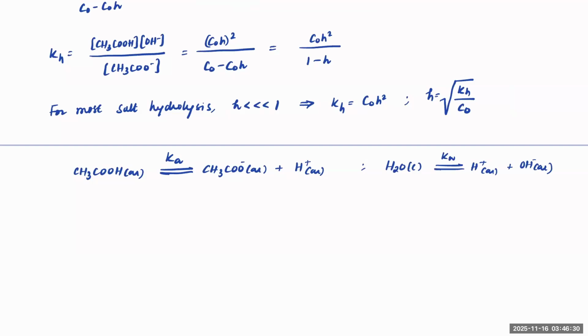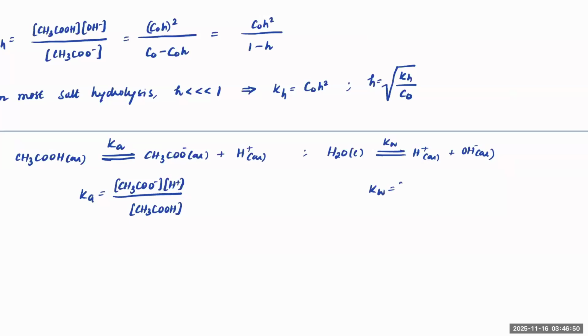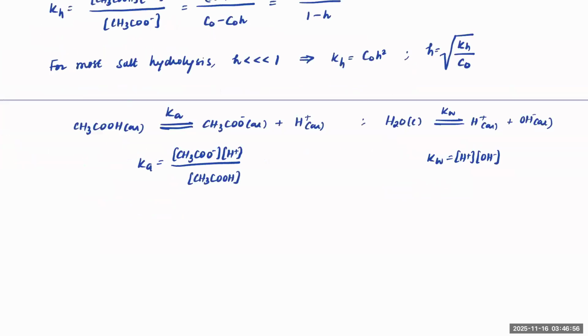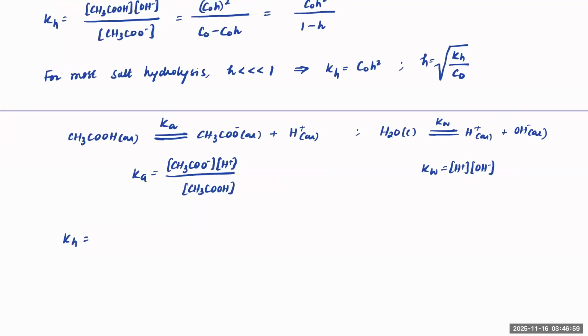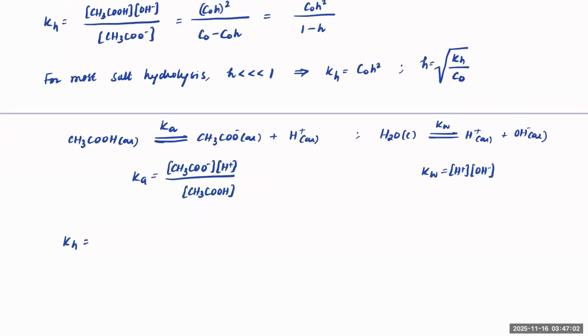Now, if this is Kh, what will be Ka and Kw? Ka will be equal to CH3COO minus into H plus ion concentration divided by CH3COOH. Likewise, Kw will be equal to H plus ion concentration into OH minus concentration. So from here, if you compare, you're actually getting Kw as a multiplication of Kh and Ka.